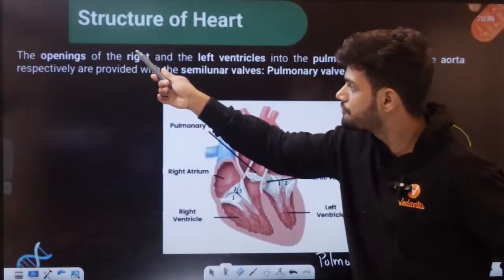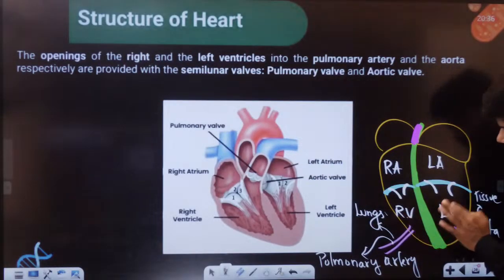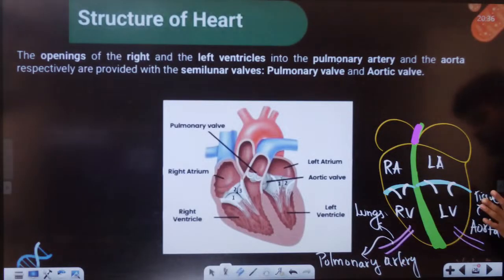So the openings of the right and left ventricles. The right ventricle opens into the pulmonary artery. The left ventricle is going to the aorta.